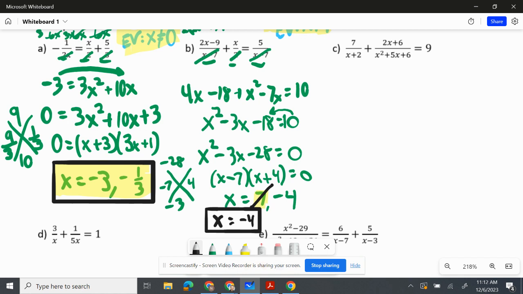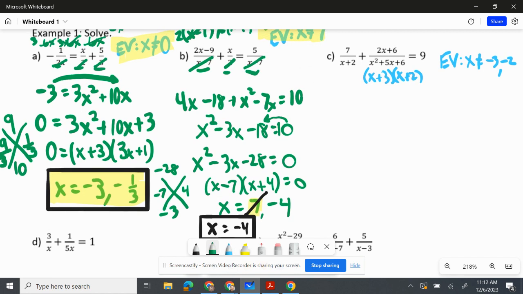So looking at letter C, first thing I'm going to do is find my excluded value. Before I do that, I'm going to factor it, x plus 3 and x plus 2. So that means my excluded values, x cannot equal negative 3 and negative 2. I'm going to find my common denominator, and that right there would be x plus 3, x plus 2. x plus 3, x plus 2, and then for the last one, x plus 3, x plus 2.